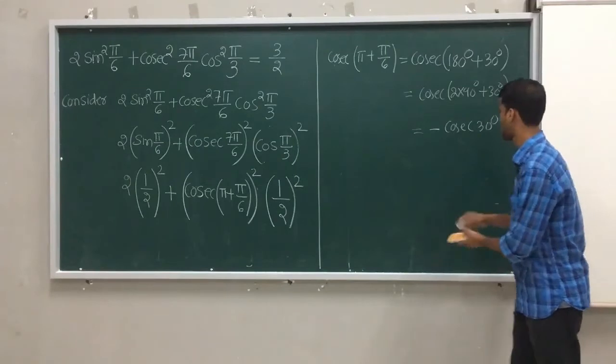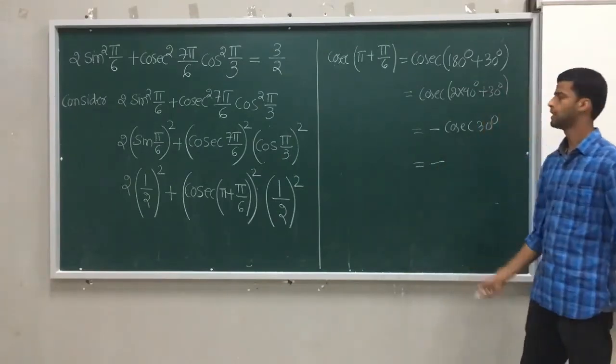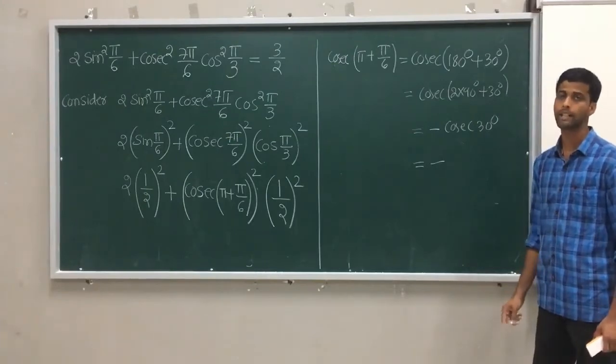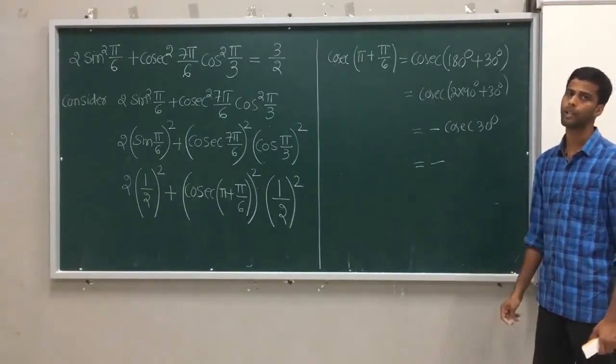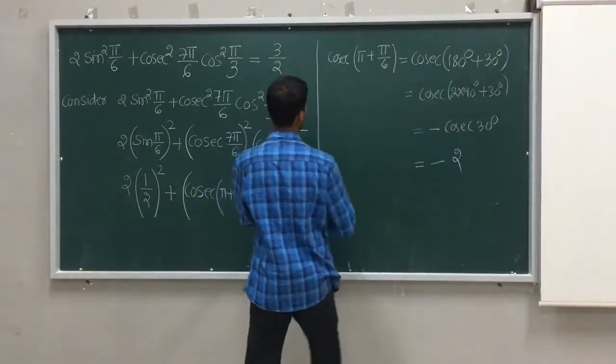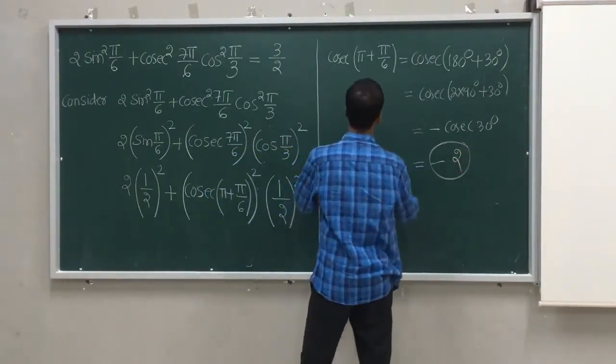Therefore, this answer will become minus of cosec 30. Cosec 30 is the reciprocal of sine. Cosec 30 is nothing but 1 divided by sine 30. Sine 30 is 1 by 2. 1 divided by 1 by 2 is 2. Therefore, this answer I will replace as minus 2. Understood?